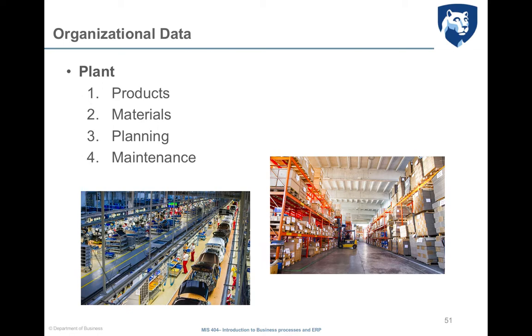The plant is an organizational element that performs multiple functions and which can be relevant to several processes. It can essentially be defined as a facility in which the following functions are performed: products or services are created, materials are stored and used for distribution, production planning is carried out, and service or maintenance is performed. As you can see depicted here, a plant can be a factory, a warehouse, a regional distribution center, a service center, or even an office.